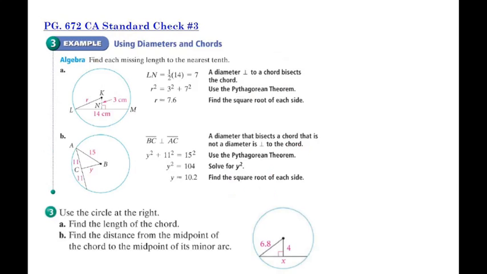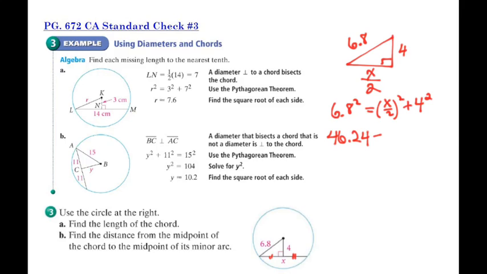So for our next one, it might look complicated, but it's really not too bad. If we look at this, it gets bisected because it's perpendicular, which means that my x, which is the whole chord down here, right, gets split in half. So I have x over 2. And now it's a Pythagorean theorem problem. So I set it up, a squared plus b squared equals c squared, and I plug through it.